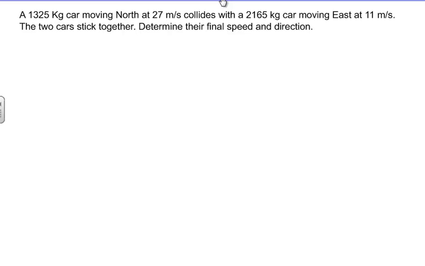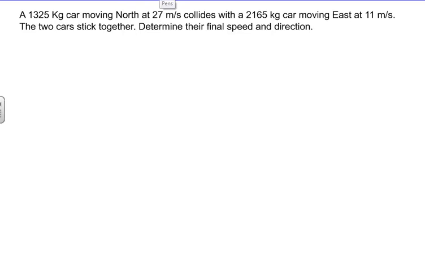Hi everyone, we're going to go ahead and do another example problem, conservation of momentum, again in two dimensions, and this one's a little bit different because we have two objects in motion initially that are going to come together. It says a 1325 kilogram car moving north at 27 meters per second collides with a 2165 kilogram car moving east at 11 meters per second. The two cars stick together. Determine their final speed and direction.